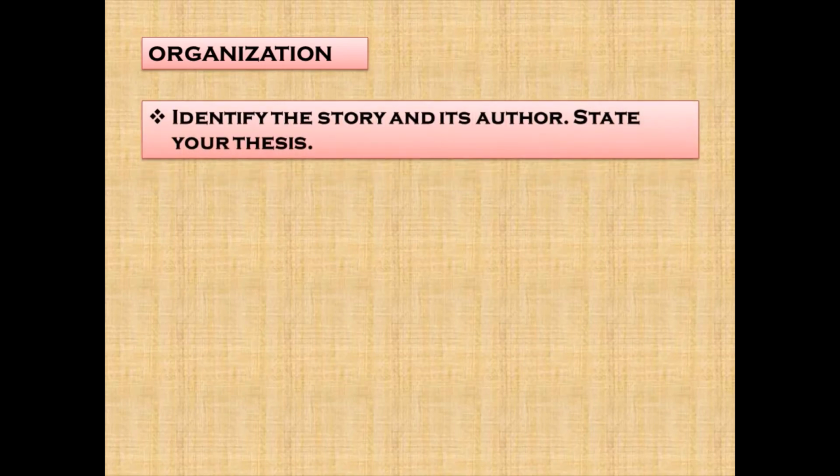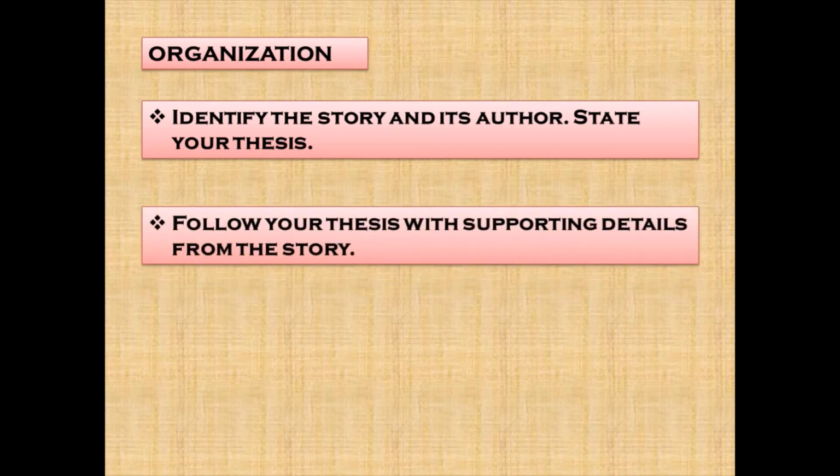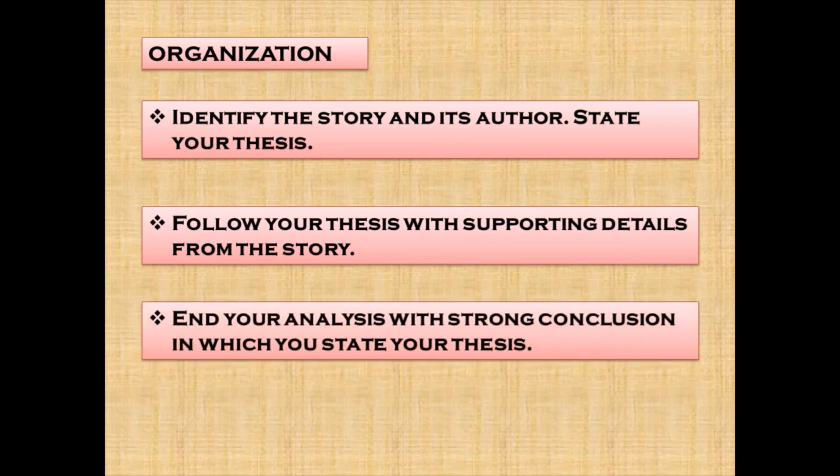Let us move on to the organization of your character analysis. A character analysis is an explanatory text. That means you should organize your ideas in a clear way so that readers can follow them. First, you have to identify the story and its author. State your thesis. Next, follow your thesis with supporting evidence from the story. Organize your evidence chronologically to reflect the story's order of events. And the last one, end your analysis with a strong conclusion in which you state your thesis.